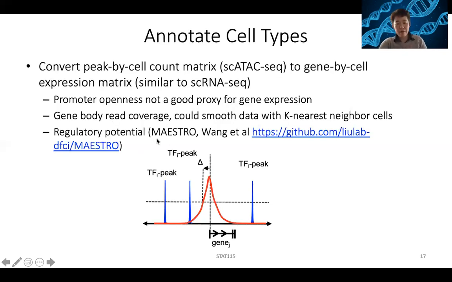My own group has an algorithm called Maestro. It's not published yet. We are submitting the final revision soon. We have this algorithm, Maestro, which you can get now on this website.